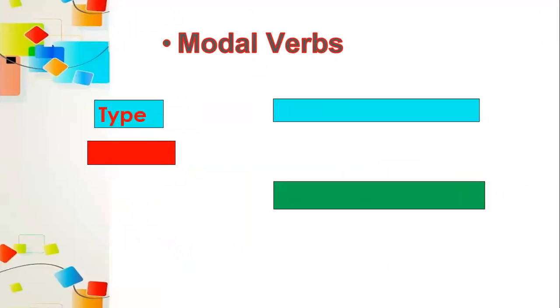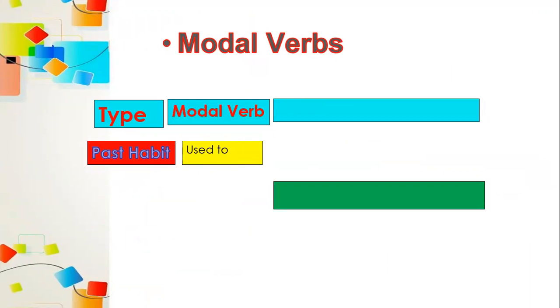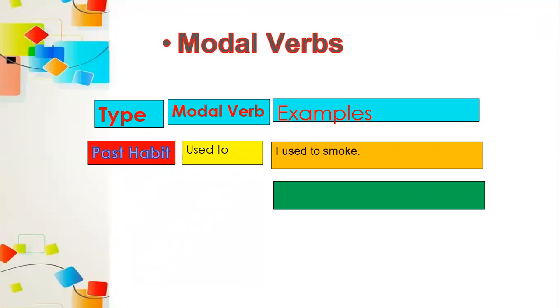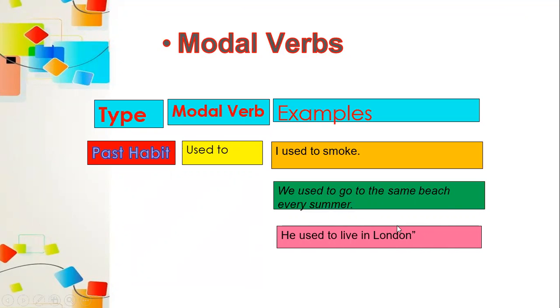Our next type of modal verb is modal verb of habit, past habit. It is only one, that is used to. Modal verb of past habit is used to talk about things that we usually do or we did in the past. Now we will use it in sentences. I used to smoke. We used to go to the same beach every summer. He used to live in London.